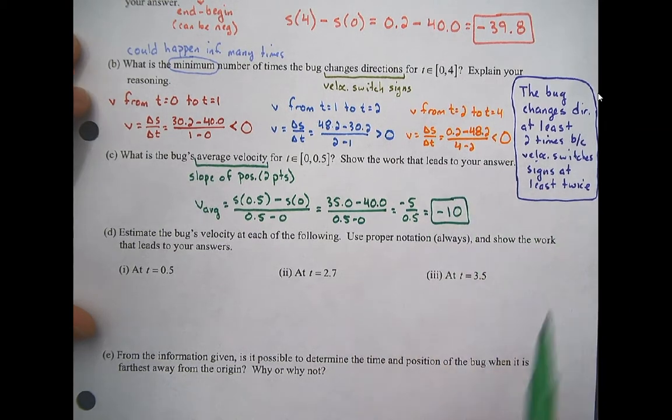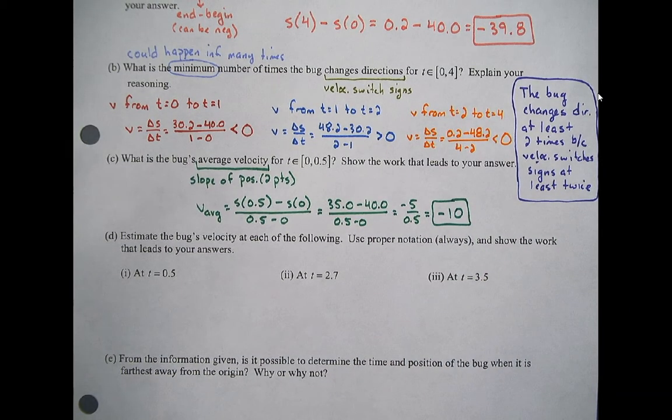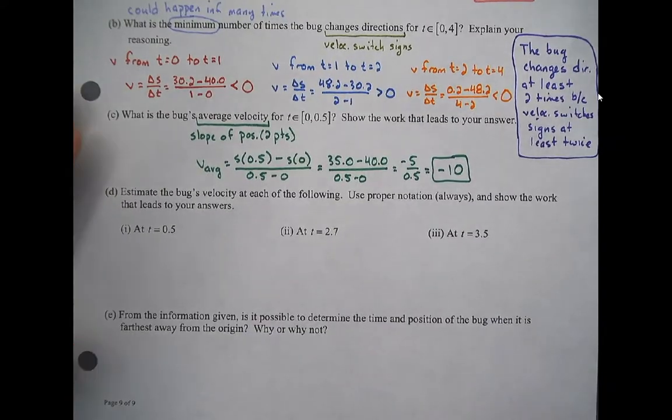I don't need units, and I don't need a justification, because it doesn't say I have to. But if there were a justification, I would say something like, on average, the particle's velocity was negative 10 for all time t that's an element of 0 to 0.5. Or I could say that my particle's position was decreasing by 10 for all times t is an element of 0 to 0.5. All right, now here's a new word.